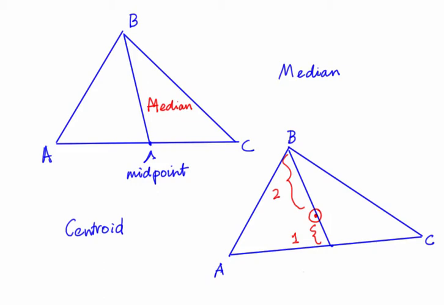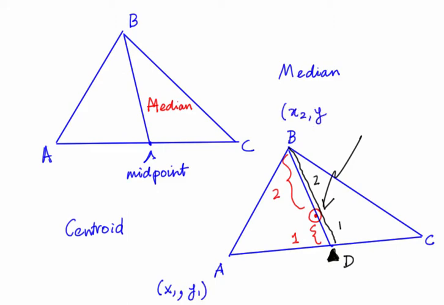Now, it's a homework problem. You can first use the midpoint formula to find the coordinates of this point D, and then once you have found the coordinates of this point D, you can divide this line BD in the ratio 2:1 and compute the coordinates of this point. You'll find that if the point A has coordinates x1, y1, point B has the coordinates x2, y2, and the point C has the coordinates x3, y3, then this point, the centroid, has the coordinates x1 plus x2 plus x3 divided by 3, and y1 plus y2 plus y3 divided by 3.